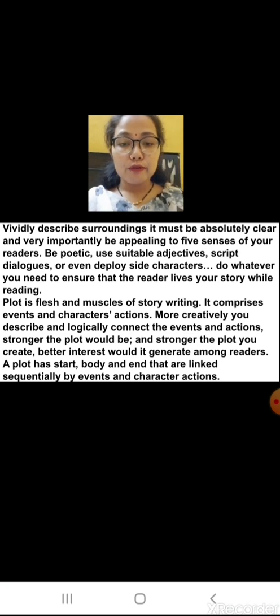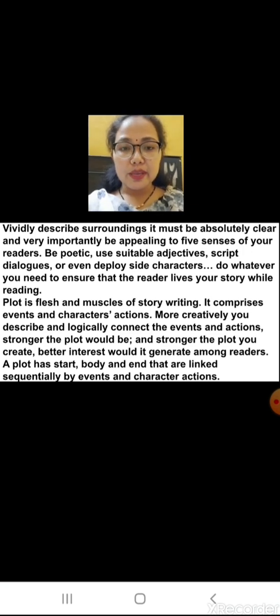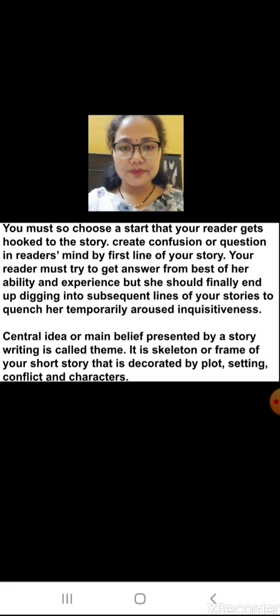Plot is the flesh and muscles of a story, so it comprises events and characters' actions. The more creatively you describe and logically connect the events and actions, the stronger the plot you create. The stronger the plot, the better interest it would generate among readers. A plot has a start, body, and end that are linked sequentially by events and character actions.